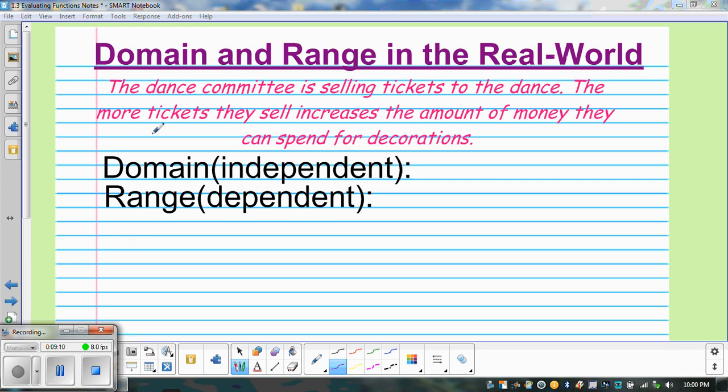The dance committee here at O'Connor is selling tickets to the dance. The more tickets they sell will increase the amount of money they can spend for their decorations.